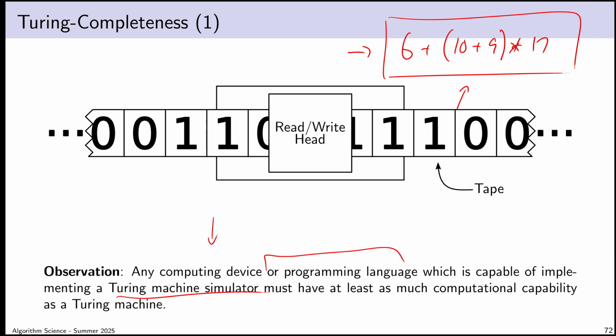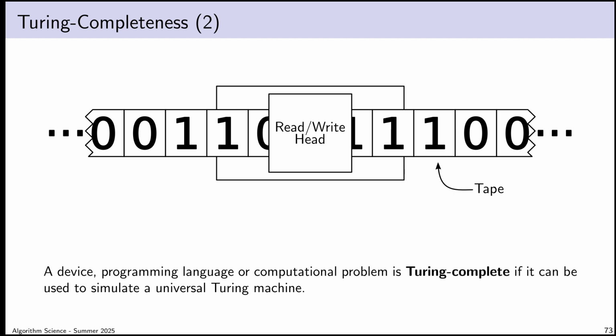If a programming language is powerful enough that I can implement a Turing machine simulator in that language, well, then that means I can perform any computation at all in that language. So the fact that I can write a Turing machine simulator in the C language or in the C++ language or in the Python language or even in the Java language means that all of those languages are as powerful as a Turing machine. And we have a word for this. We call it Turing-Complete.